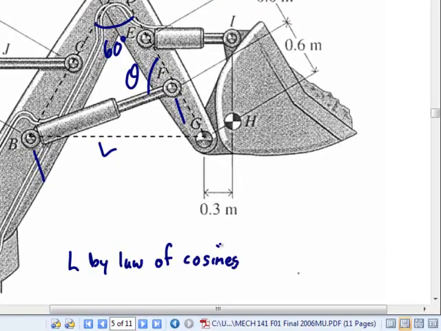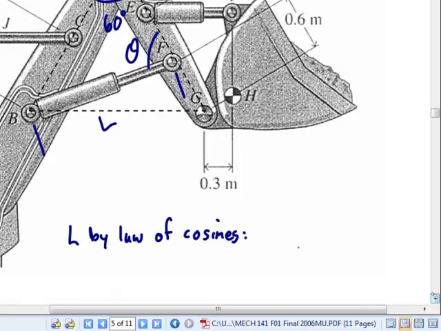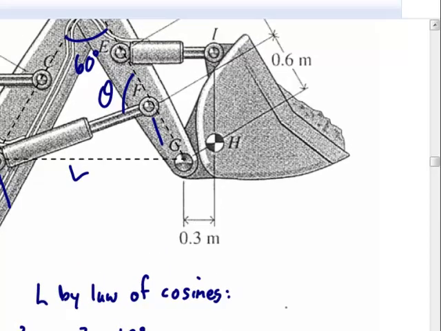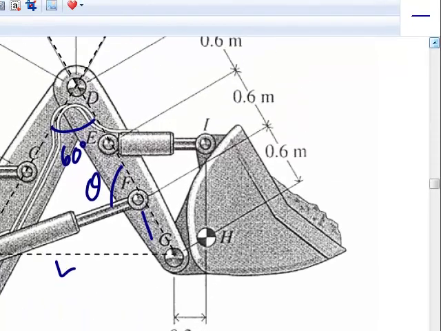So L, by the law of cosines, does anybody remember the law of cosines? Right, so in this case, this is our C, so L squared is going to be 1.8 squared plus 1.2 squared. Right, this side's 1.8, this side's 1.2.